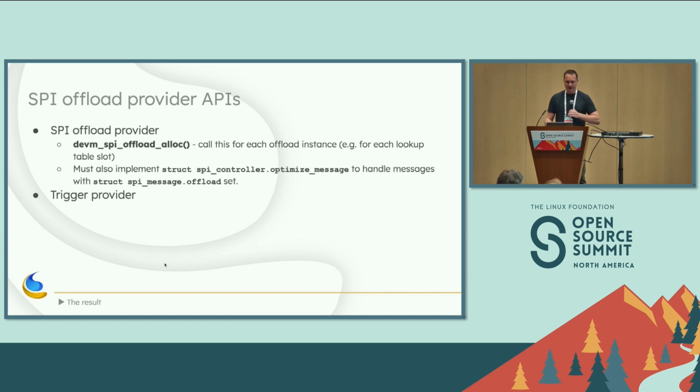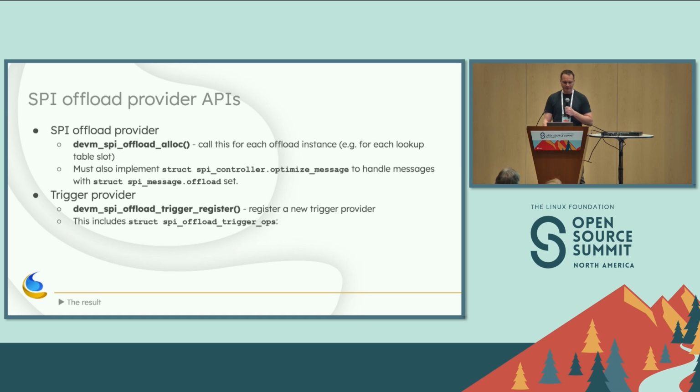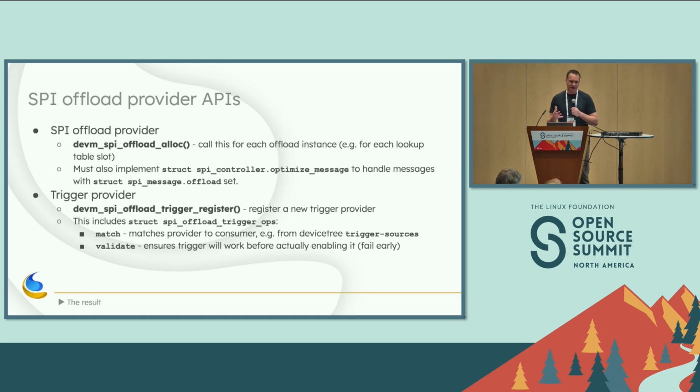And then separate from the offload provider, we also have trigger providers. The trigger provider is not going to be the SPI controller itself. It's going to be the PWM or the analog digital converter. But those also have callbacks they're going to need to do to register the trigger with the kernel. And I haven't listed all of the things it needs to do, but it's got an operation table you need to fill out. The main one is a match function that you need to fill out to be able to match the provider to the consumer, whether you're using device tree bindings or whatever.